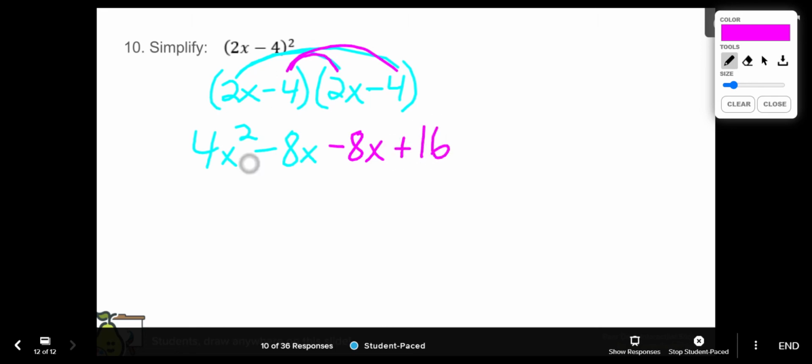Now when we combine like terms, these are our only two like terms. So I'm just going to rewrite this for x squared. A negative and a negative, it's going to be negative 8 minus 8 is negative 16x, and then plus 16.